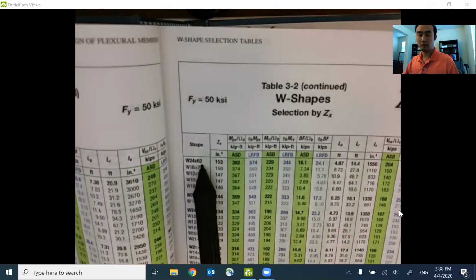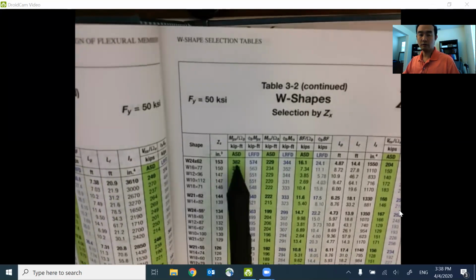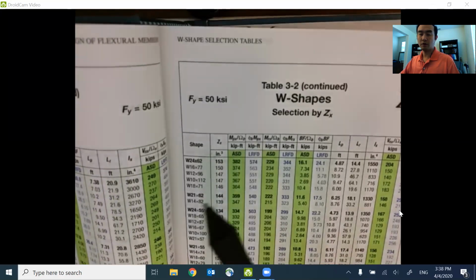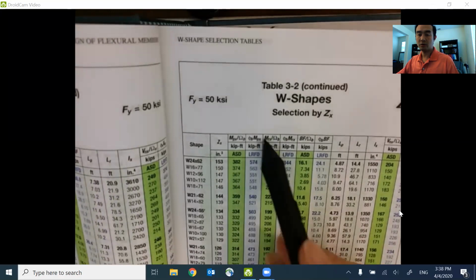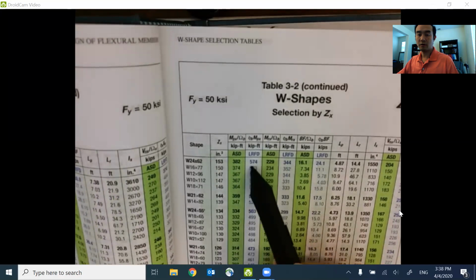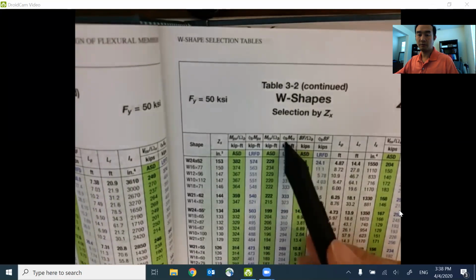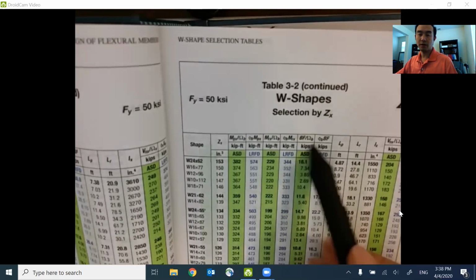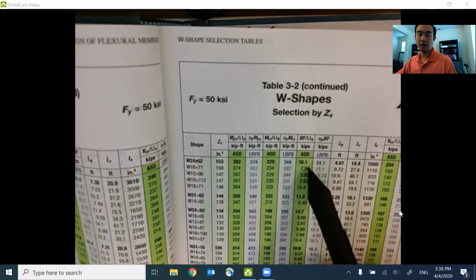The 24/62 section is here, and this is the pre-calculated phi times Mp, which is the factored plastic nominal capacity, which is going to be the maximum value. Since we are using LRFD, the value is 574, right? And this is phi times Mr, which is the component of our Mn equation, 344, and BF, we already talked about that in the previous slide. For LRFD it is going to be 24.1.